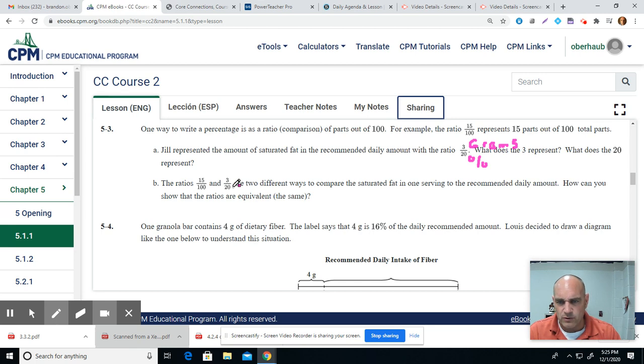So I could do one of two things. I could multiply this one, top and bottom, by 5. And if I do that, that'll give me 15 over 100. So it shows it's equal to that.